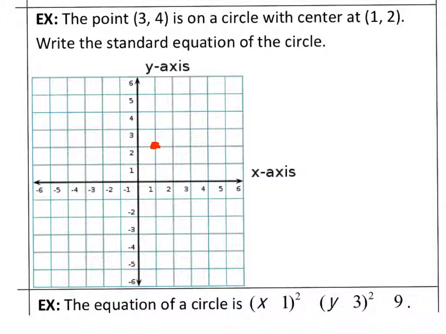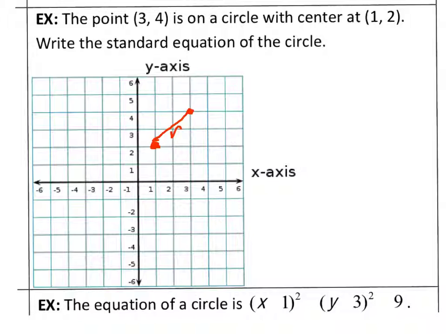Do I know my radius? No, but I know that I've got the point 3, 4 is also on the graph, right? So over 3, up 4. Okay, so this distance in red, that's my radius, I think. How would we find that out?